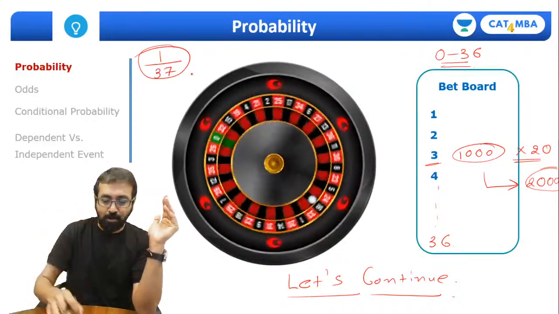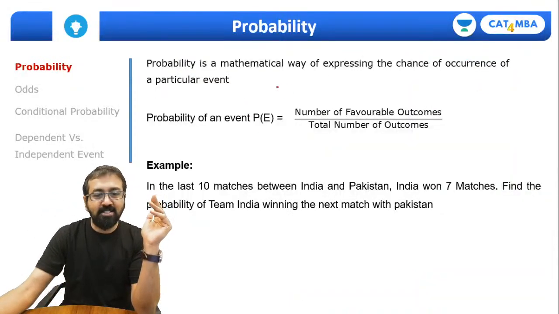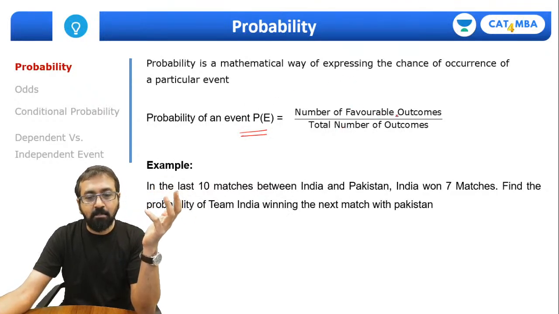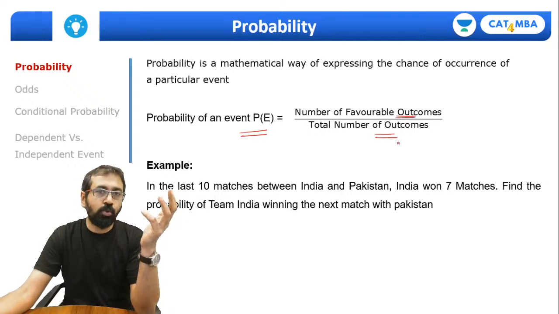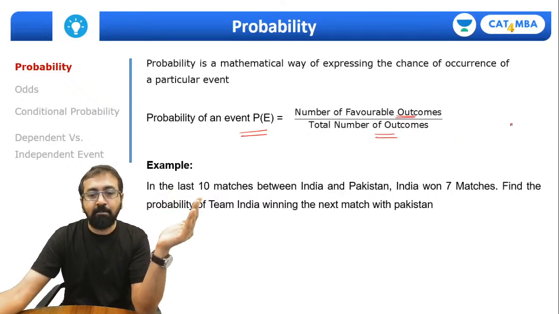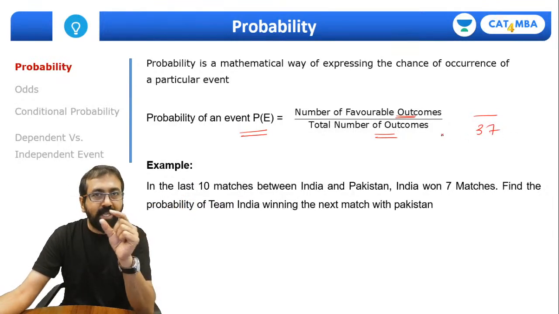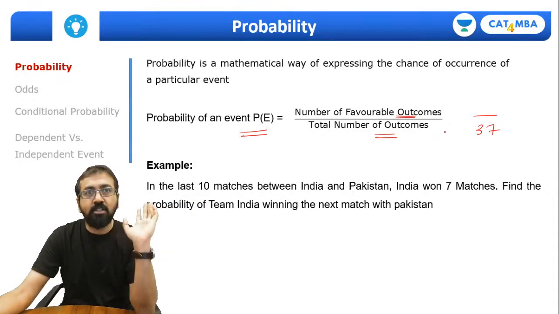So this is how probability works. Probability is a mathematical way of expressing the chance of occurrence of something, and probability of an event is defined as number of favorable outcomes upon total outcomes. In the roulette example, can I say the total outcomes were 37? The ball can rest on any of the 37 numbers. Out of that, on which number had I bet? I had bet only on number 3. So there was only one number 3. So probability of winning is 1 by 37.